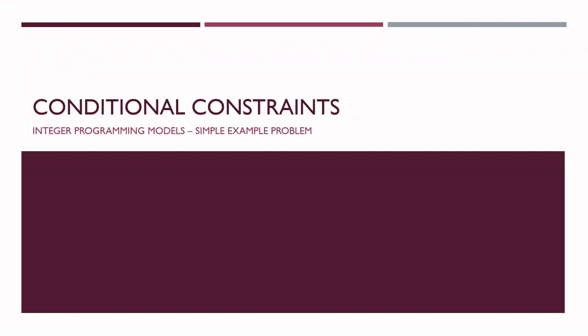Hi everyone. I decided to make this video to explain a little bit of how we can write some conditional constraints in an integer programming model using just a simple example problem that I made. And I'm going to try to explain the problem in a way that is more intuitive, not just mathematical. I would like to guide you through my thought process and how I would approach this type of problem if I was going to solve it for myself.